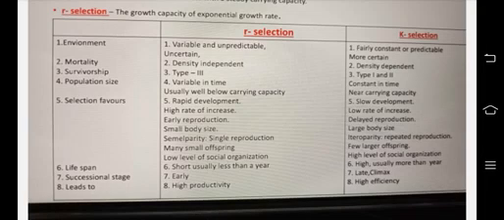Continuation. K selection: a fairly constant or predictable, more certain environment. Density dependent mortality, type 1 and type 2 survivorship. Type 1 means human, type 2 means mice, etc. Type 3, that means marine invertebrates, comes under R selection.